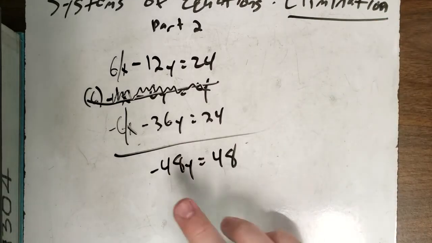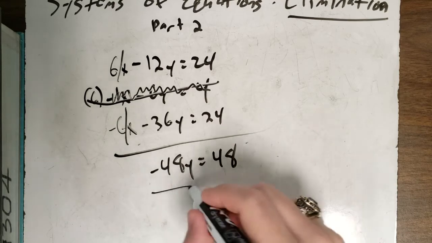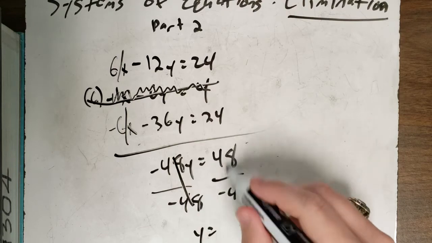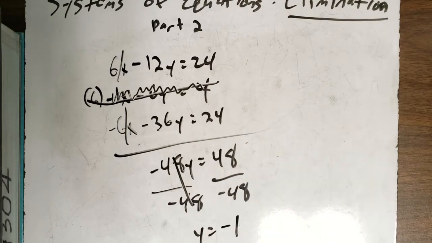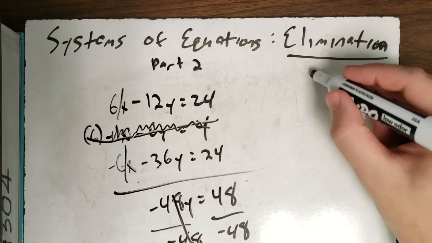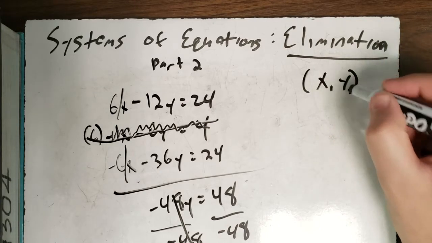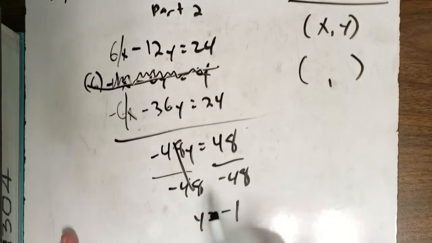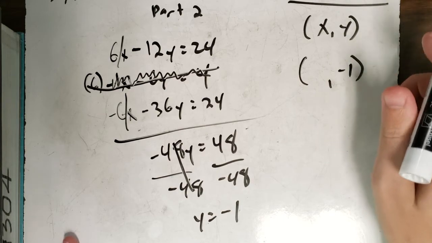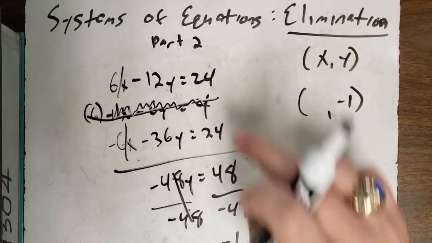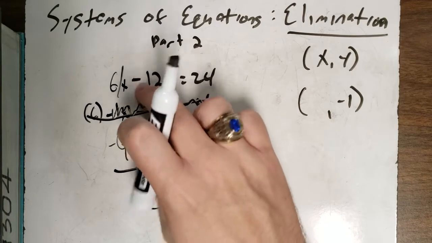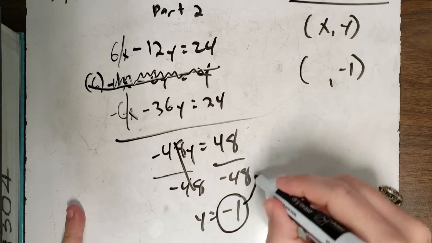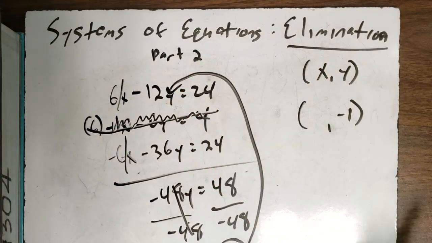Now, to get y by itself, do our last step. We've got to divide by negative 48 on both sides. And our y equals 48 divided by negative 48, which is a negative 1. So our y is negative 1. So let's plug our y back in to one of our equations to solve for x. Let's go ahead and plug it back in to this top one. So our negative 1, we're going to take it back up here, put it right there.